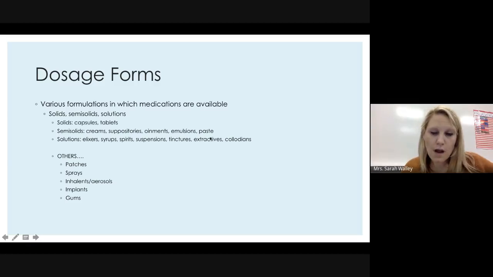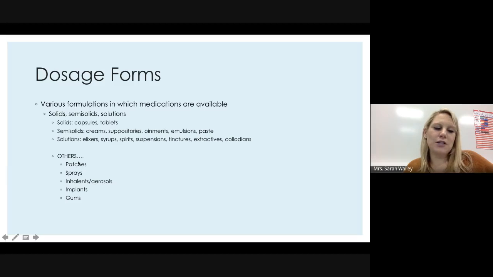And then colloidians. Colloidians, I want to say those are similar to suspensions. I'm going to look it up real quick. I was looking up the definition of them and it's not even coming up. I think it was in the book and I was like, oh, I haven't seen this anywhere else. And I'm pretty sure it's similar to the elixirs, spirits, tinctures type of thing.